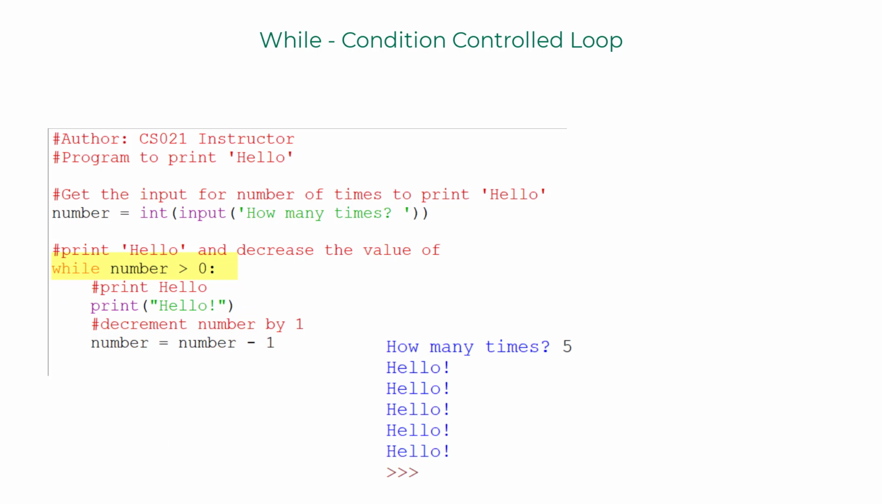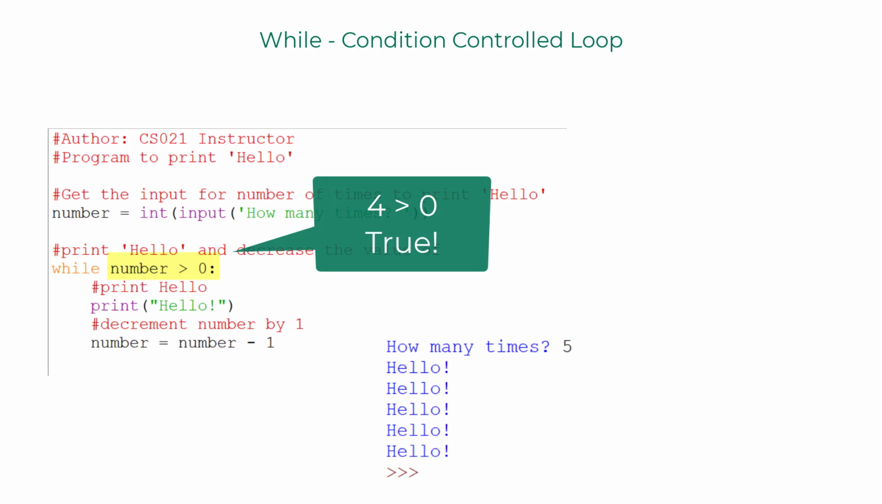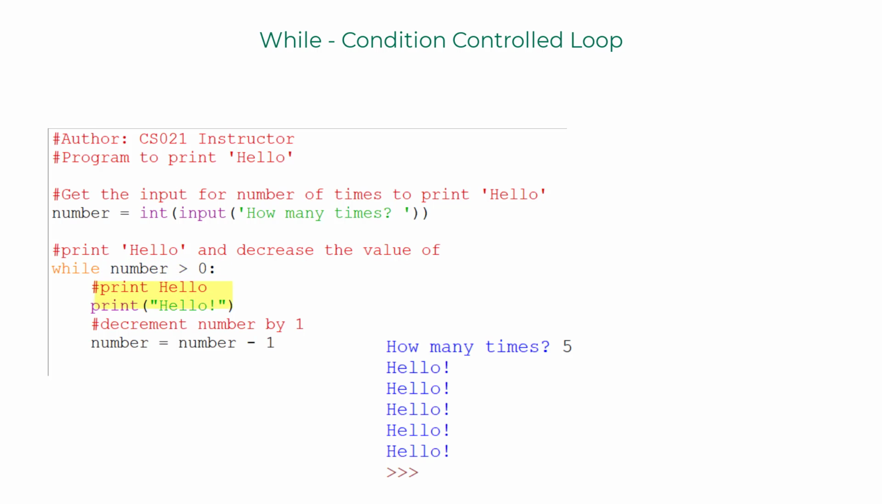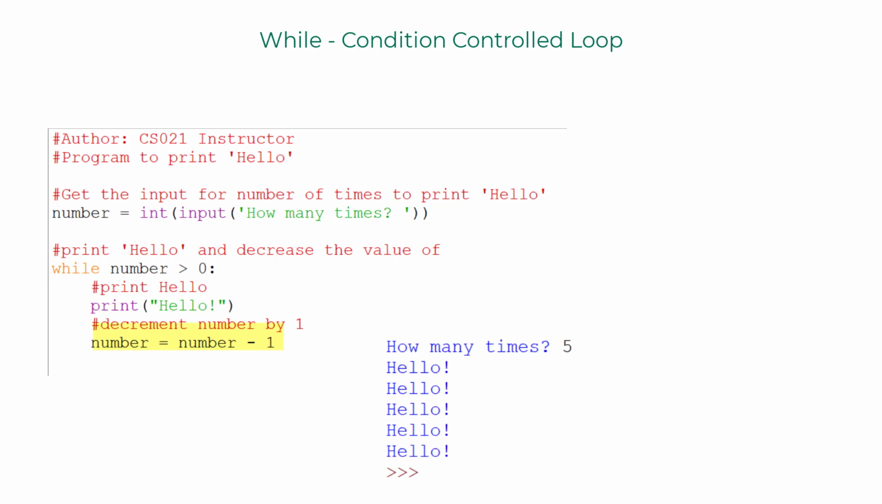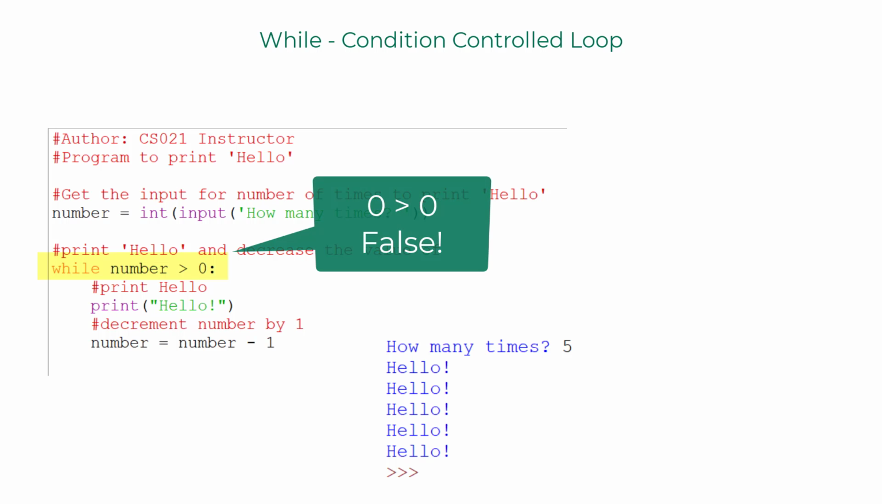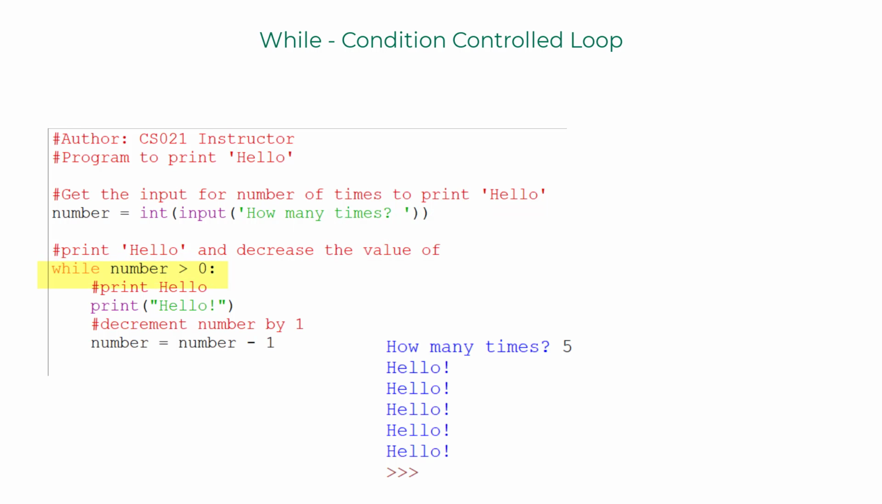The loop goes back to while and checks if number is greater than 0 again. It is, so it prints hello again. Now the number is 3, then 2, then 1, and 0. This is when the condition becomes false and the program exits the while loop. Totally, the while loop repeated 5 times, resulting in printing hello 5 times.